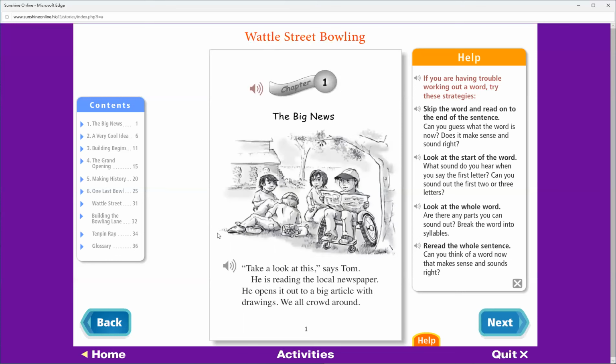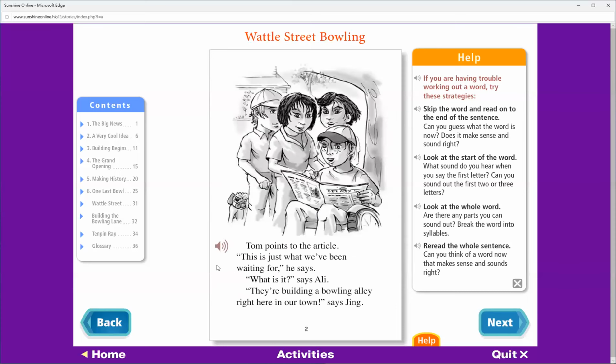Chapter 1. The big news. Take a look at this, says Tom. He is reading the local newspaper. He opens it out to a big article with drawings. We all crowd around. Tom points to the article. This is just what we've been waiting for, he says.